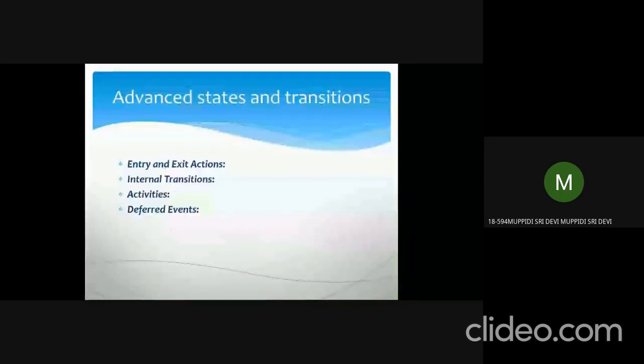So the activities, as I told you, are nothing but a set of actions. It is a non-atomic computation, non-atomic execution, which means this activity can be interrupted by any other event. That's why this is an activity. So deferred events, as I told you earlier, are events that are not handled, not executed within a state, but are postponed or queued to another state, which must be handled by an object. The events that are not handled in a current state are deferred events.